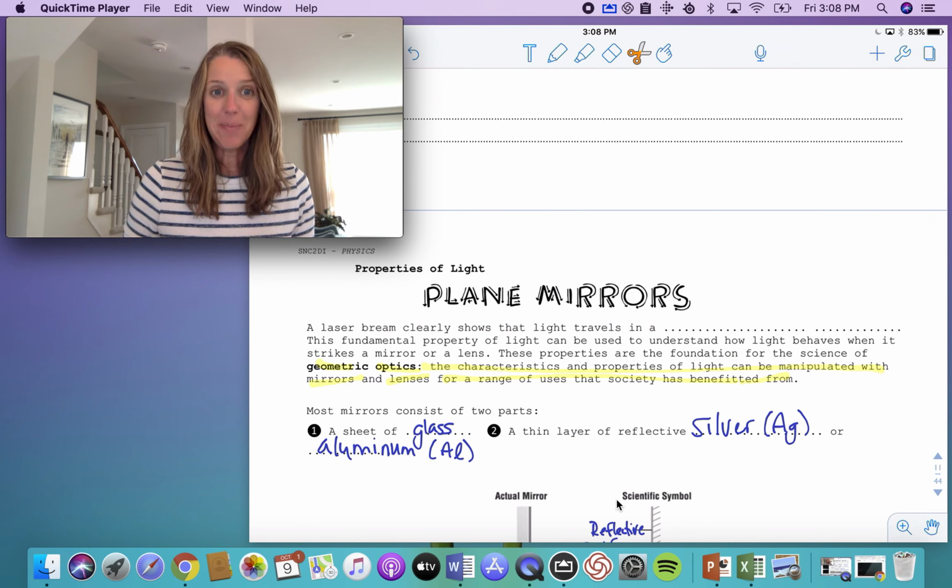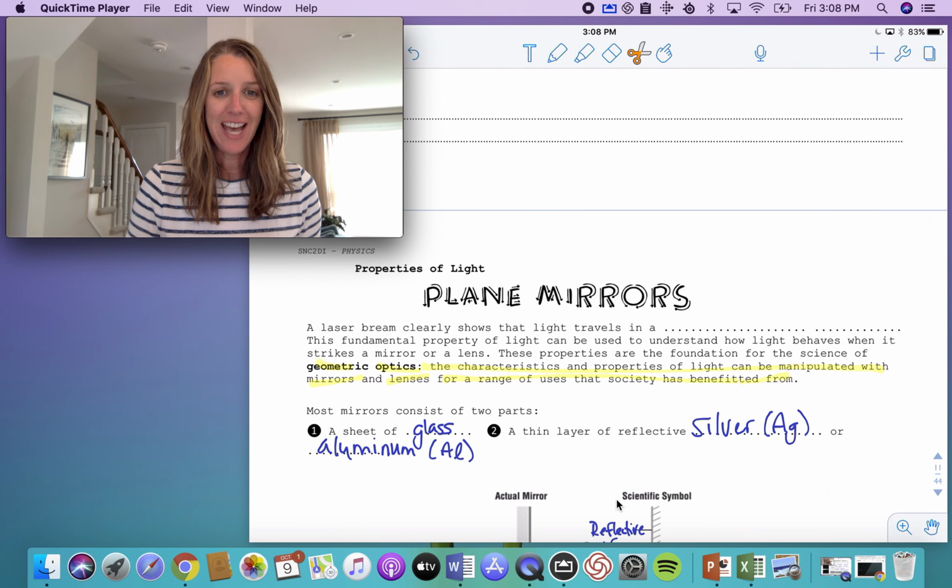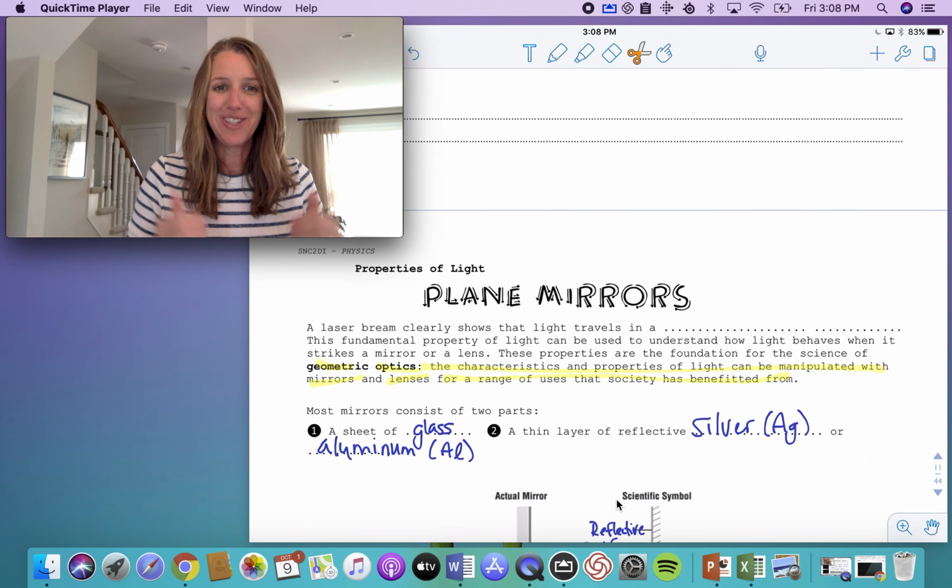This is our second part of our first lesson on light, and we're now going to move into looking at a mirror. Okay, so now we're going to look at that light that travels in a straight line and what happens when it hits a mirror and bounces back. We call that reflection, but of course you know that.